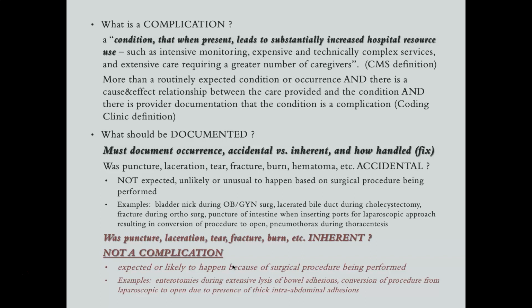In terms of Coding Clinic, it's more than a routinely expected condition or occurrence, and there is a cause and effect relationship between the care provided and the condition, and there is provider documentation that the condition is a complication. You have to have all three parts, according to Coding Clinic, in order to code a complication. And it's very wise if you also make sure that it meets the CMS definition before you call it a complication. So what should be documented?